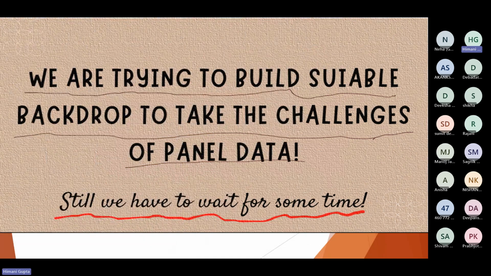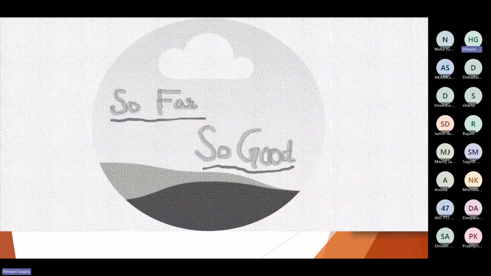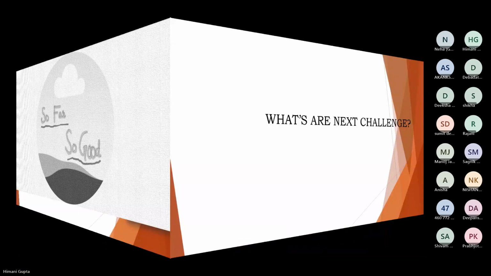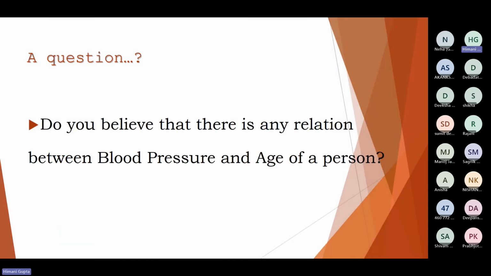So I'll give you some of the challenges that you have to face with panel data, or you can say a simple regression. So far, whatever we have learned is pretty much clear. So your first challenge. Now, I'm taking a small example of blood pressure and age. Do you think there is any relationship between blood pressure and age? As the age increases, does the blood pressure increase? Does it change?